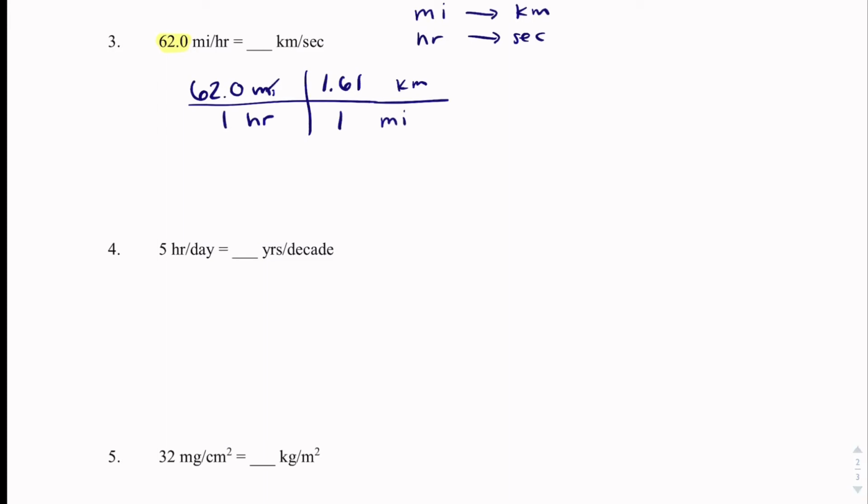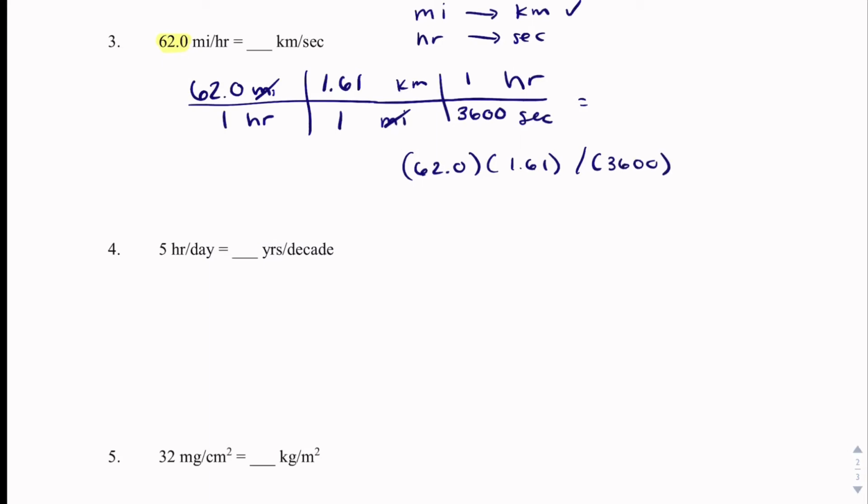Now, miles has gone to kilometers. I was able to do that in 1 step. Now, let's go from hours to seconds. This is going to be a little bit different because we're going to have hours be diagonal from each other, although they're not just right next to each other, and the boxes adjacent to each other. So that's okay, not a big deal. I'm going to go from hours to seconds. I actually know that conversion. 1 hour is 3,600 seconds. So my math here is going to be 62.0 times 1.61 divided by 3,600.